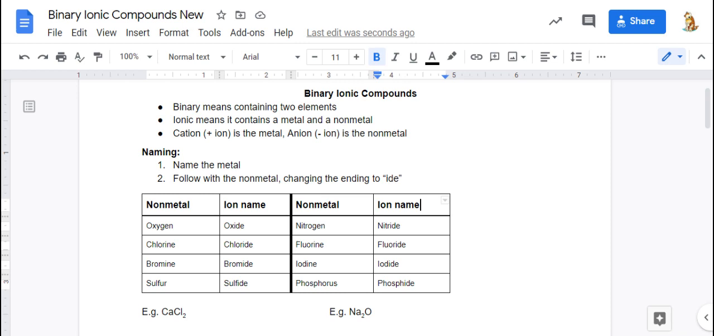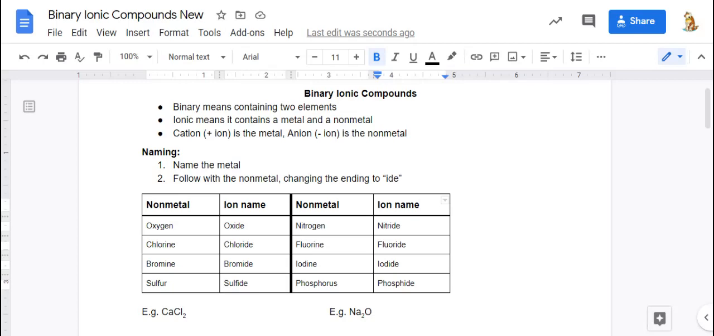Binary ionic compounds. Binary means containing two elements. So these are simple ionic compounds. Ionic means it contains a metal and a nonmetal. And the cation, the positive ion, is the metal. And the negative ion, the anion, is the nonmetal.